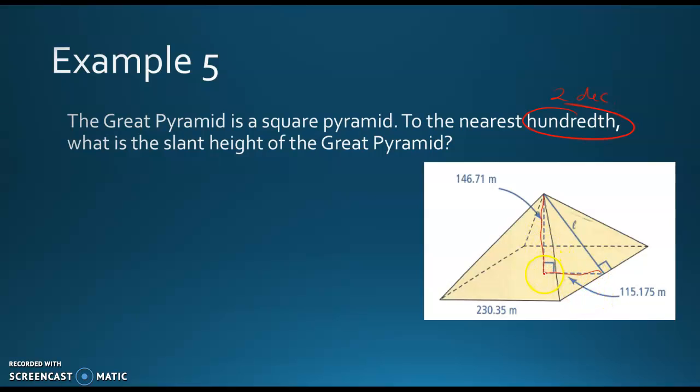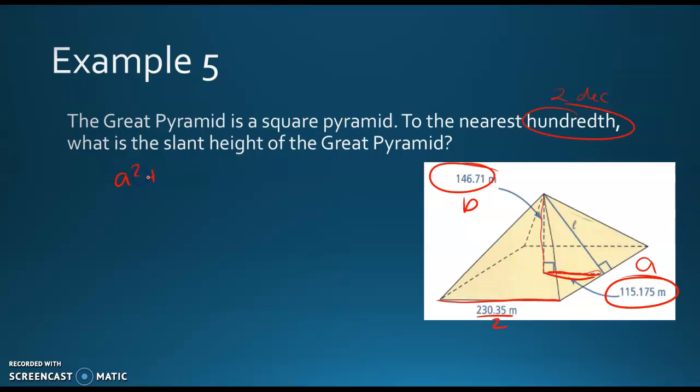So this length here, this bottom, because we're working with square pyramids, it is always going to be half of the side length. So if we were to take 230.35 and divide by 2, we're going to get 115.175. So that's how we're getting that side length. We're going to call that one A. And then this one they're giving to us, we're going to call that one B.